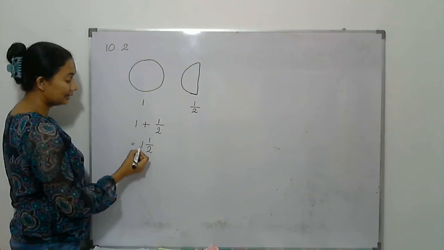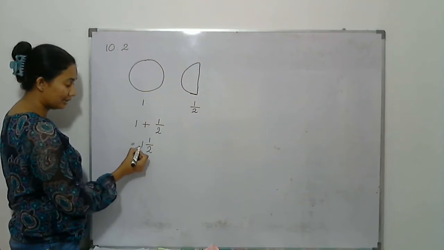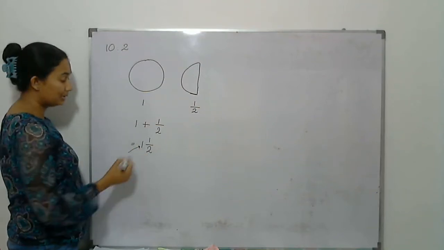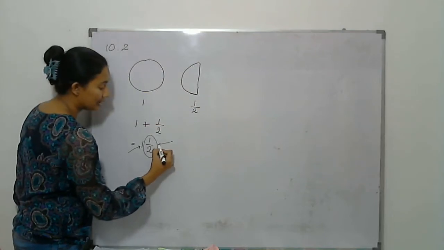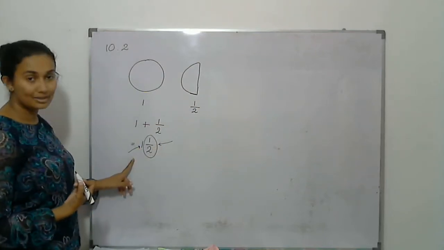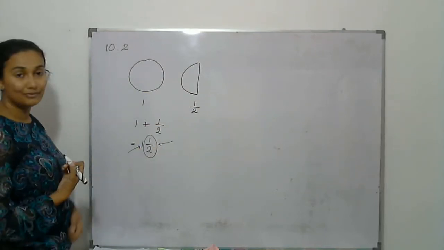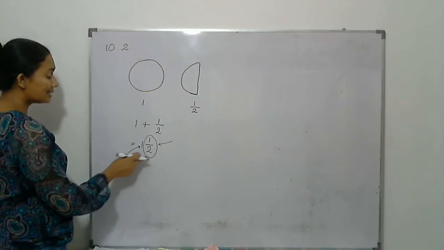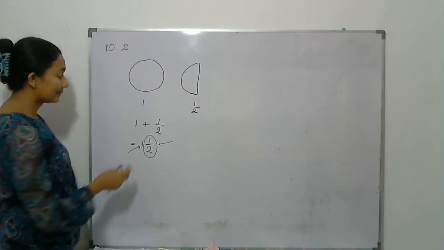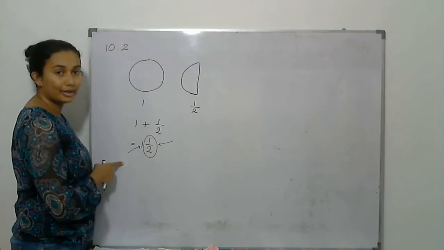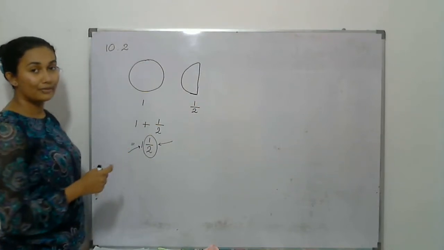In this one, the 1 here is called the whole number part. And this part is called the fractional part. Yeah? This is the whole number part and this is the fractional part. Now these type of numbers are called mixed numbers. Why is that? It consists of a whole number part and also a fractional part.